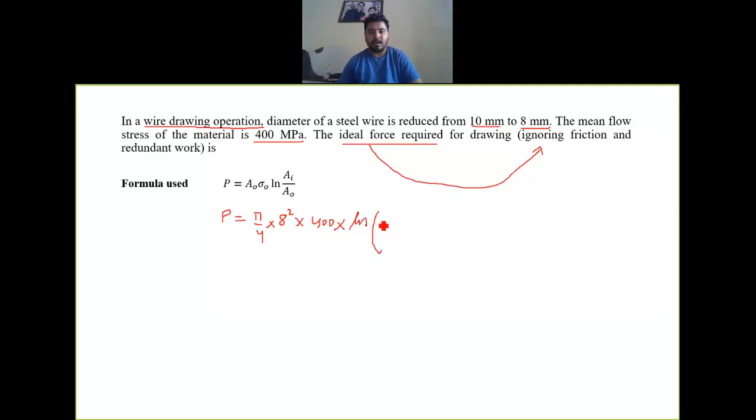AI, we change with the diameter with the help of pi by 4 into d square. So we get 10 square upon 8 square. Pi by 4 in numerator and denominator is cancelled out, so the ln will be 10 square upon 8 square. Then we get the force, 8.97 kilo Newton.